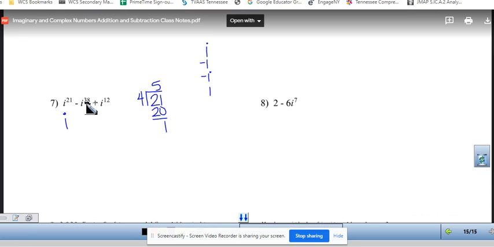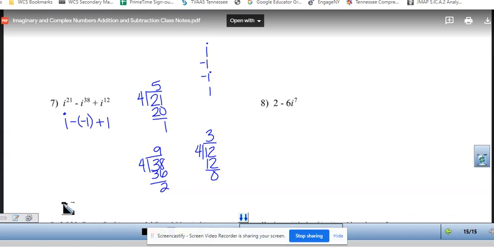For the second one, 38. 4 goes into 38 9 times with a remainder of 2. Remainder of 2 is -1. Don't forget, there was already a negative in front of that number, so you actually have -1. i to the 12th. 12 divided by 4 is 3 with a remainder of 0. A remainder of 0 is our fourth value, 1.